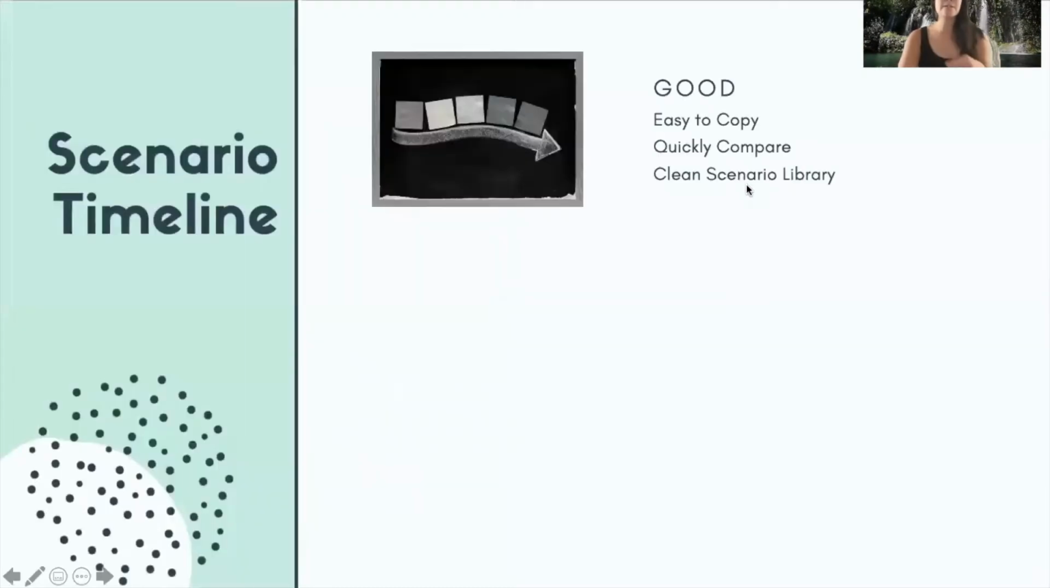For the scenario timeline, the good: it's easy to copy. You can quickly compare. You can toggle between both of those views and compare that ALE or the per event impact that we want to focus on, or the frequency. And also it's a clean scenario library. So everything is in one scenario, one line item. You don't have to worry about a million what ifs clustering up your library.